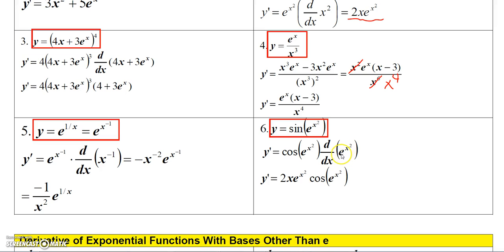Okay, now to take the derivative of e to the x squared, I have to think of this as e to the u, where u is x squared. And so the derivative of e to the u would be e to the u, so there's e to the u right there, e to the x squared. And then I multiply by the derivative of u, so the derivative of x squared would be 2x. So I just kind of rearranged it. I wrote the cosine e to the x squared last, and then I wrote the derivative of this first. And the derivative of e to the x squared is 2x e to the x squared.